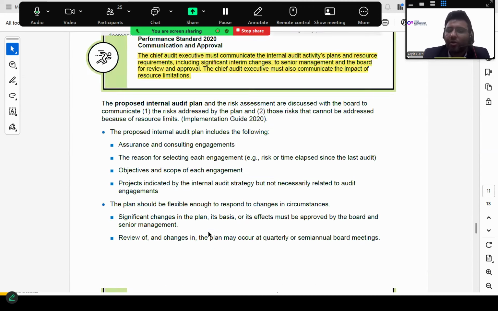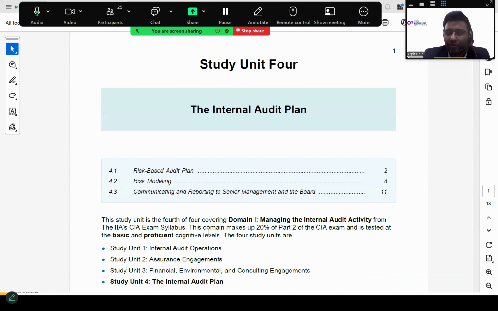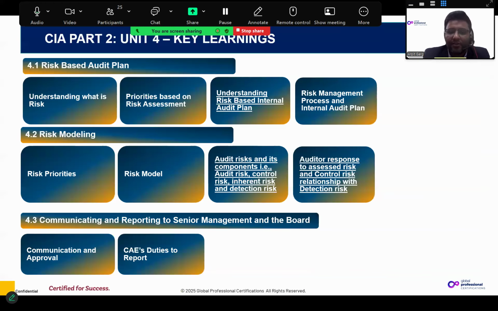So are we clear on the broader aspect of the risk-based audit plan? Are you now clear with what a risk-based audit plan is? What is audit risk, inherent risk, detection risk, control risk? What is the relationship between control risk and detection risk? And what to do if the senior management has accepted a risk which is not within the risk appetite? What do you think? Are you all clear on all these concepts? Yes.